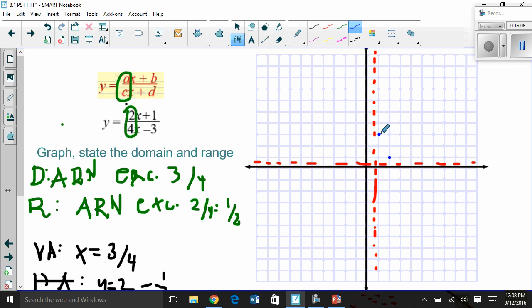If we plug in 3 on top, we get 7. If we plug in 3 on bottom, we get 9. So 7/9, which is close to 0.788. So it's almost to 1. So we go 3 and then almost to 1. Again, doing the best I can with this. There we go. Let's do the other side.